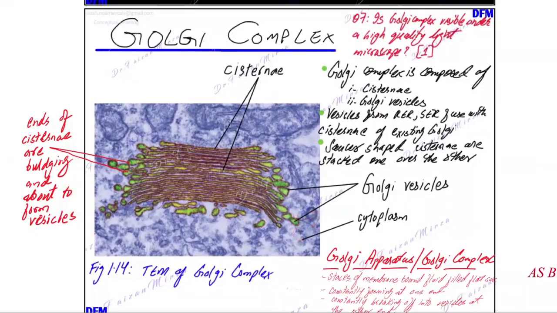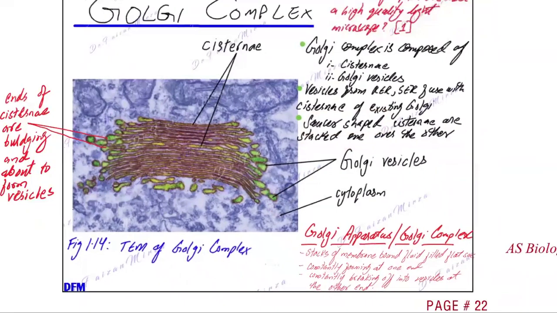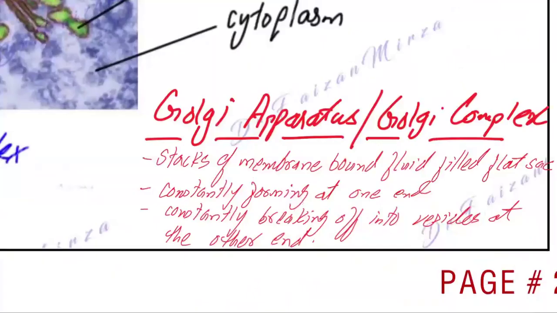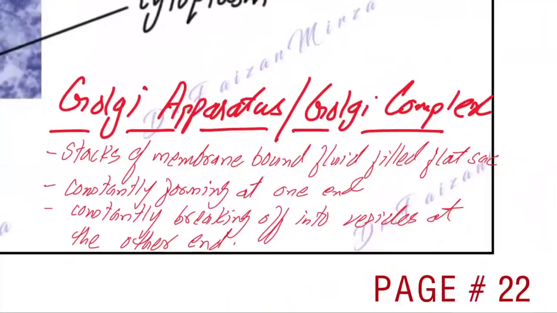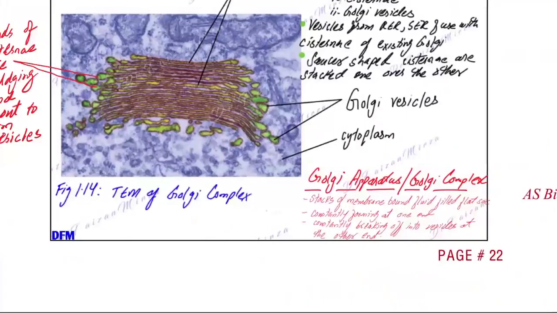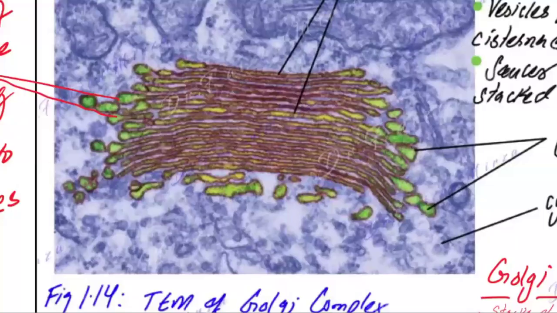Golgi is also made of cisternae, and the cisternae of Golgi are saucer shaped. We use the term saucer shaped here, and these saucer shaped cisternae are stacked one on top of the other, and this is what the Golgi complex looks like. When you study Golgi, these are stacks of membrane bound fluid filled flat sacs, which are cisternae. Constantly, these are forming at one end, and constantly they are breaking off as vesicles at the other end. You can see this in the diagram. This is all Golgi complex.